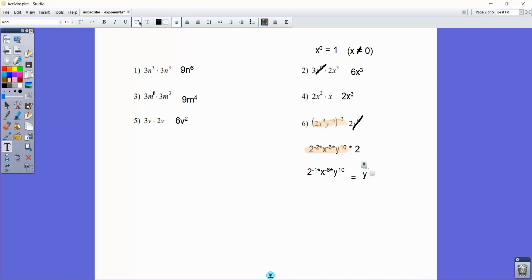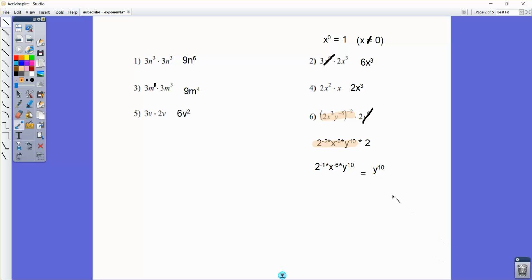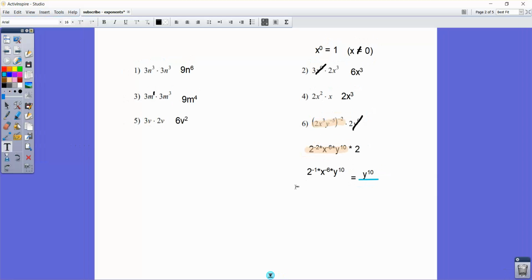So in this case, this equals y to the 10th. Y to the 10th will stay up top. And then let's add a fraction bar to there. I know there's a better term for that, but we'll make it blue this time. That's fine. And then on the bottom, we'll have 2, because 2 to the negative first is 2 to the first on the bottom, so just 2. And then x to the sixth on the bottom. So that will be your simplified answer.